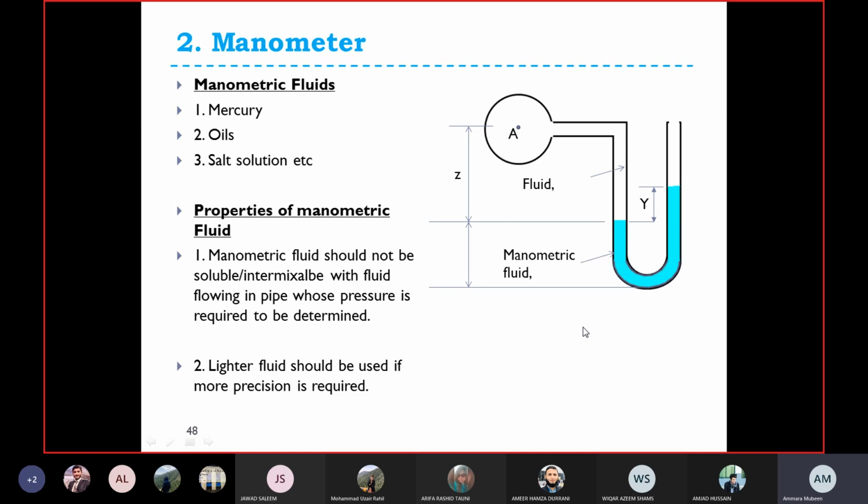So let's check how you would write the equation of the manometer to get the pressure at point A in the pipeline. Let's first discuss the properties of manometric fluid. Manometric fluid should not be soluble with the fluid flowing in the pipeline whose pressure is required to be determined. Lighter fluid should be used if more precision is required.